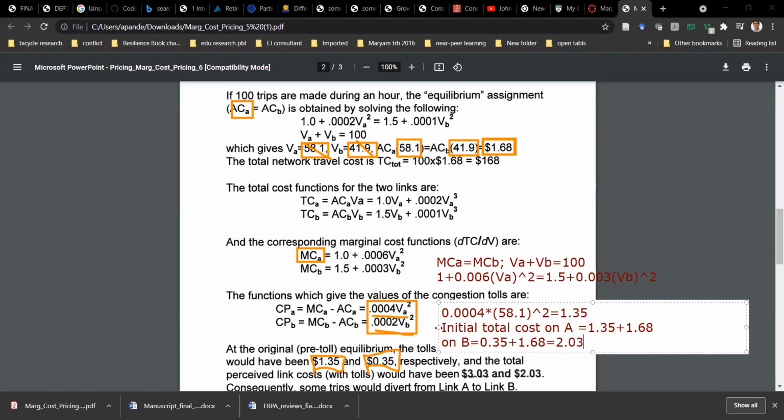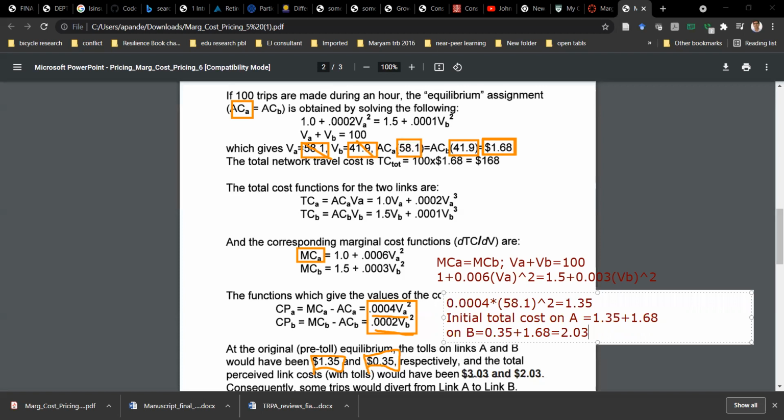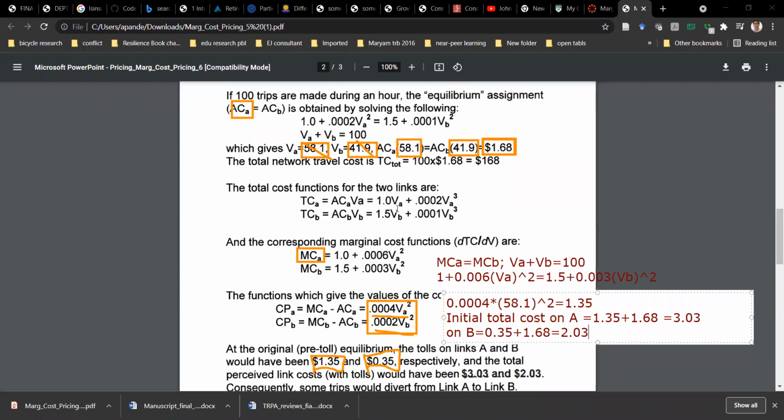Okay, so what happens when you started this toll business is that your total cost on route A became 3.03, and total cost on route B became only 2.03. As a rational driver, what would you do? What do you do as a rational driver in this scenario faced with a toll like that? Yeah, good response. Yes, you will switch to route B. And that's exactly what's going to happen. And this will keep happening until what happens?